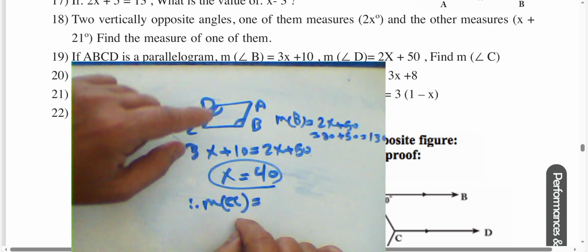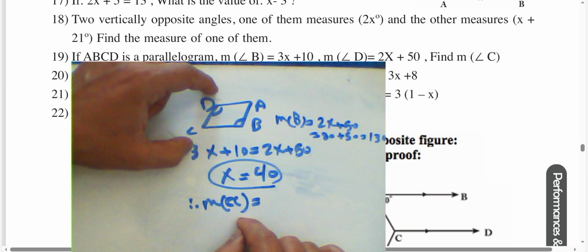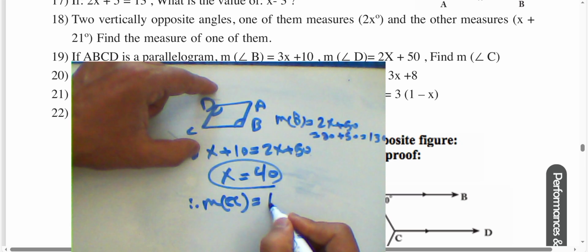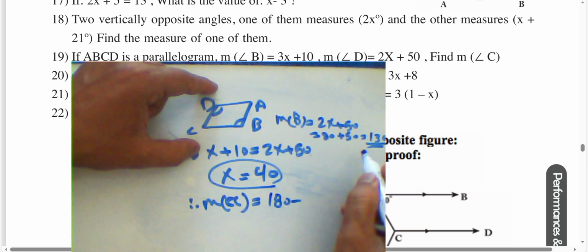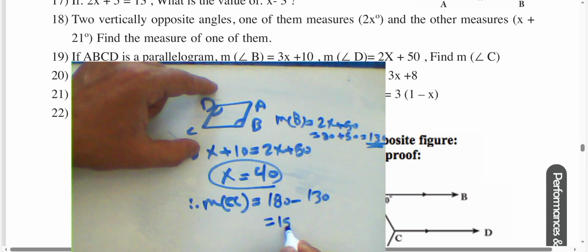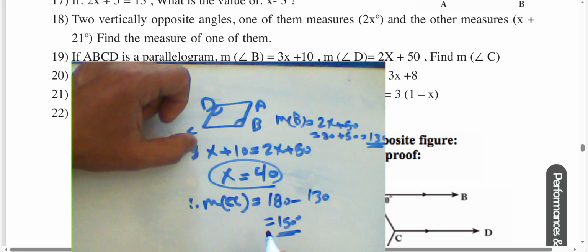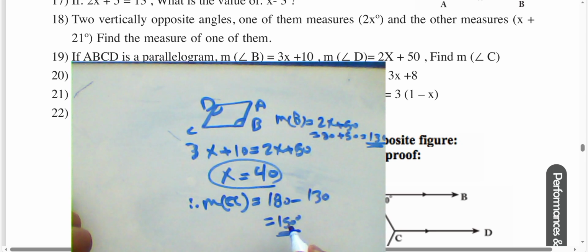Then for the measure of angle C, angle D and angle C are supplementary angles, so the sum of them equals 180. Then angle C is 180 minus 130, which equals 50 degrees.